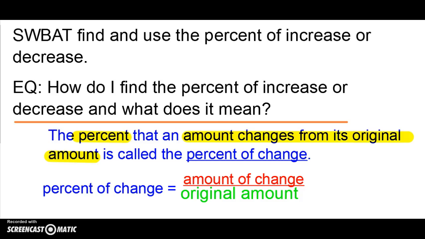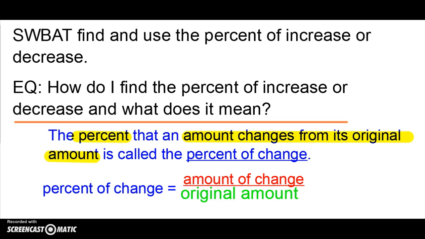All right, this lesson comes to you from page 74 in the book, talking about the percent of increase or decrease, how much something changes. So your essential question will be, how do I find the percent of increase or decrease? And then what does that mean? What does a percent of increase or a percent of decrease mean? So right away you have the vocabulary.